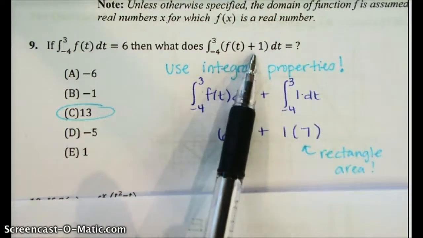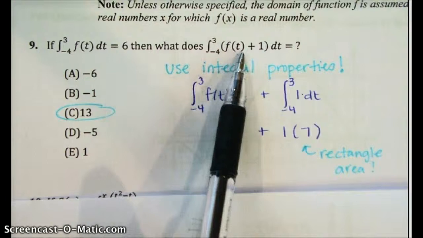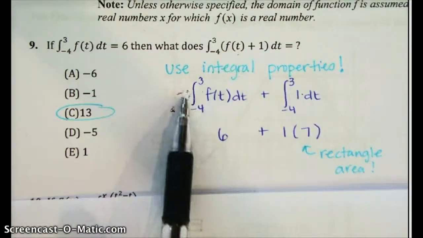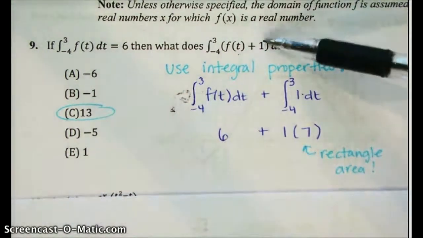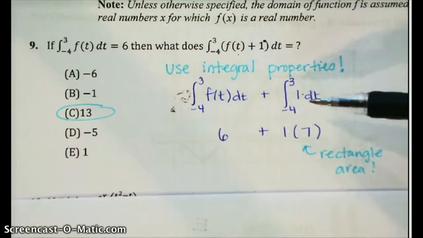There's a constant multiplier rule. If I was multiplying 2 times f of t, I could have multiplied the answer to the integral. But that's not what's going on here. What's going on is that we're adding the function 1. So you do need to take the integral of it.